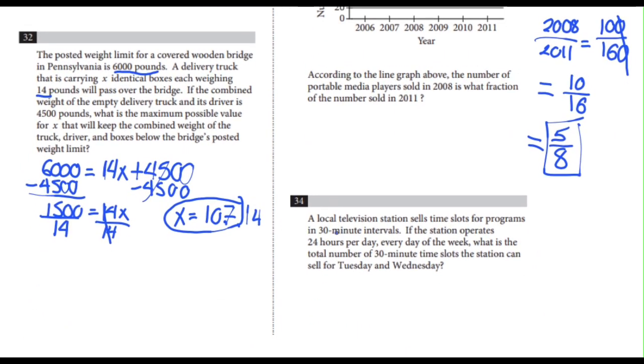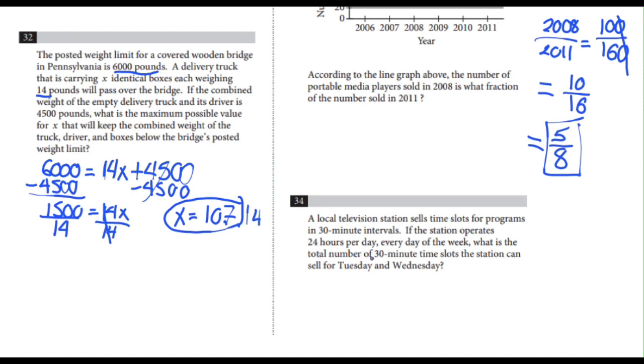Number 34. A local television station sells time slots for programs in 30-minute intervals. If the station operates 24 hours per day each day of the week, what is the total number of 30-minute time slots the station can sell for Tuesday and Wednesday?